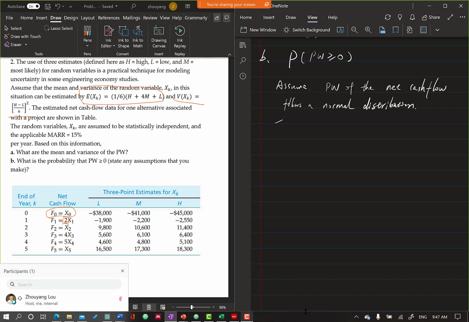With the mean we just calculated, which equals the expectation of the present worth, which is 1354, and the variance. So usually we write the standard deviation, but we take the square of that, and that will be the variance. And it is 1639240.